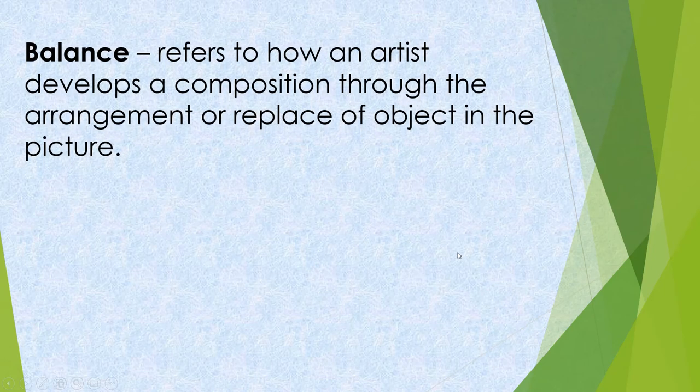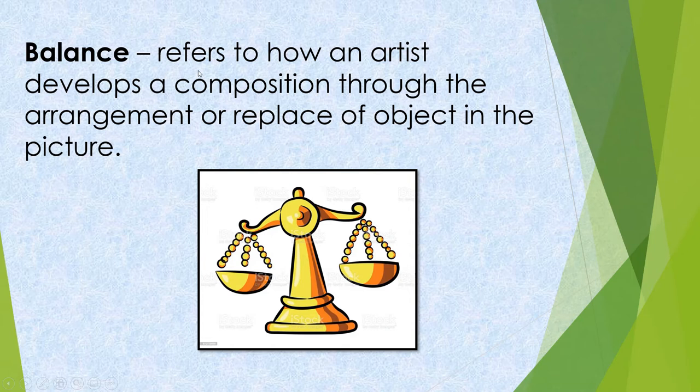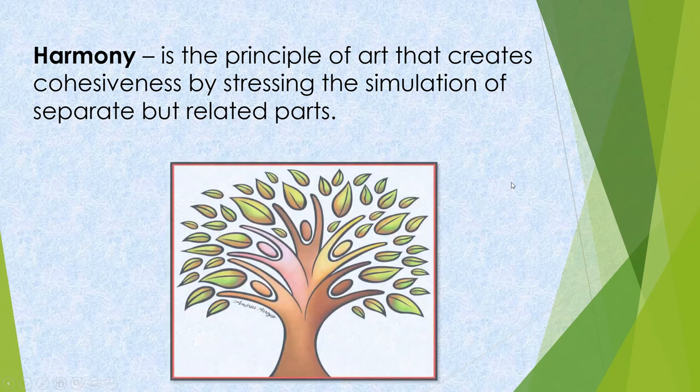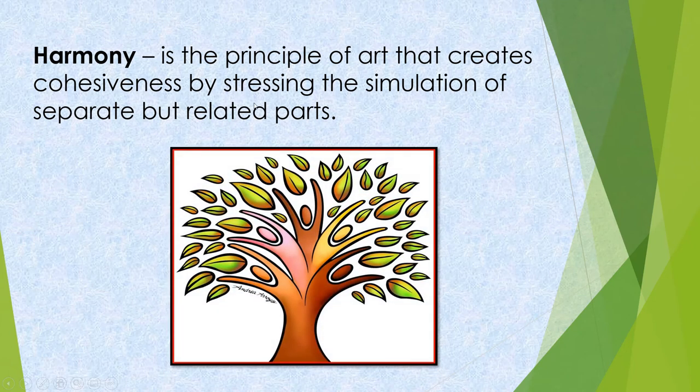So let us talk now about the things that should be remembered in photography. It should have balance. Balance refers to how an artist develops a composition through the arrangement of the placement of objects in the picture. The next one is harmony. It's the principle of art that creates cohesiveness by stressing the similarity of separate but related parts.